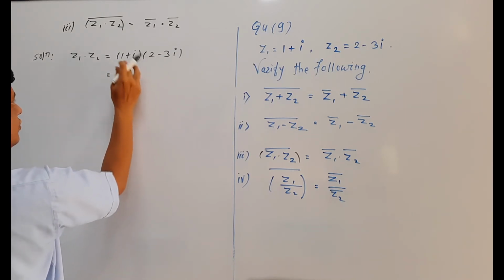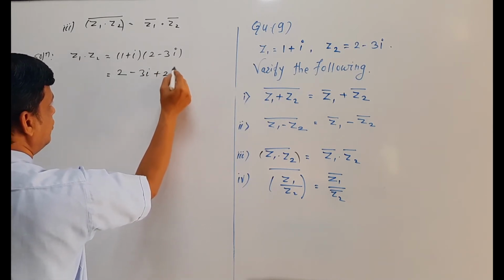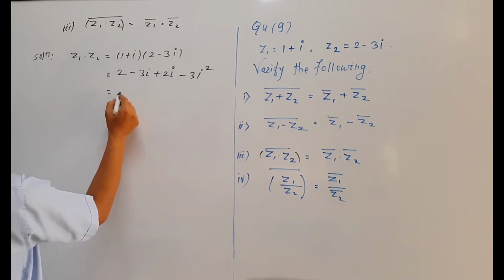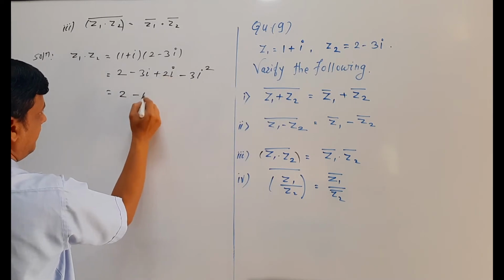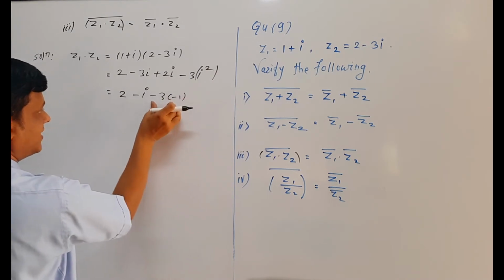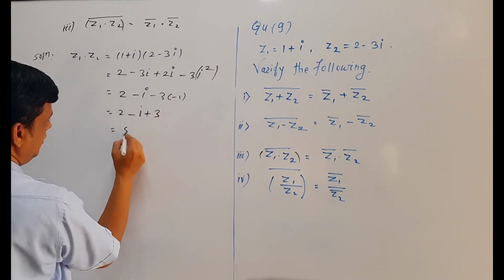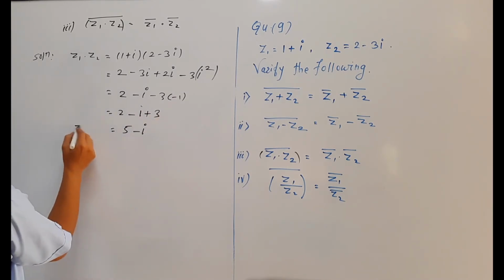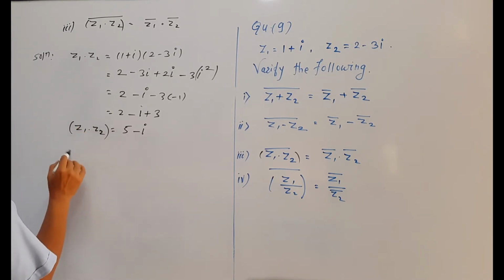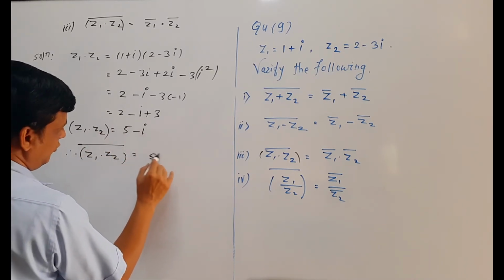1 into 2 we get 2, 1 into minus 3i, so we get minus 3i, then multiply by i. So i into 2 we get 2i, plus minus 3 into i square. So 2 minus 3i plus 2i we get minus i. When we replace this i square by minus 1, we get plus 3 here. So 2 minus i plus 3. So we get 5 minus i as z1 into z2. Now we have to find its conjugate. So we write here the conjugate of z1 into z2 as 5 plus i.